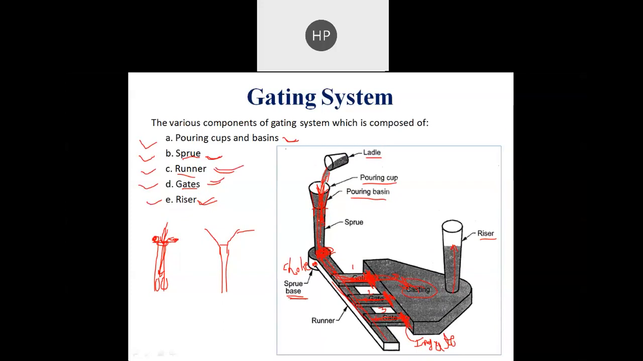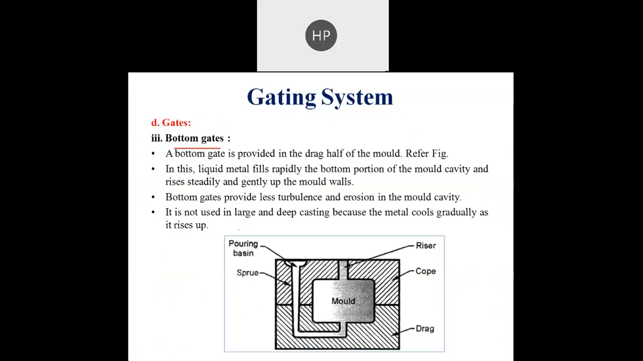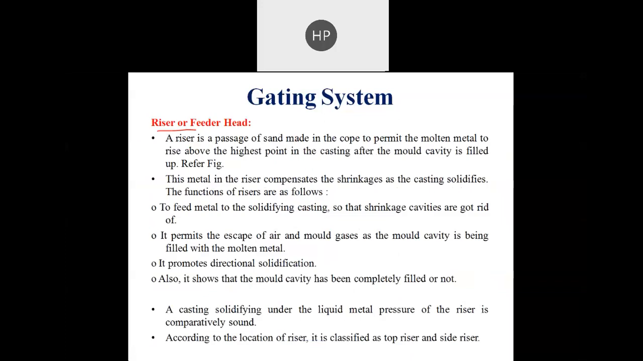We have talked about these four things: pouring basin, sprue, runner, gate, and finally we have the riser. So what is the use of the riser, that we will discuss over here. A riser is a passage of sand made in the cope to permit the molten metal to rise above the highest point in the casting after the mold cavity is filled.